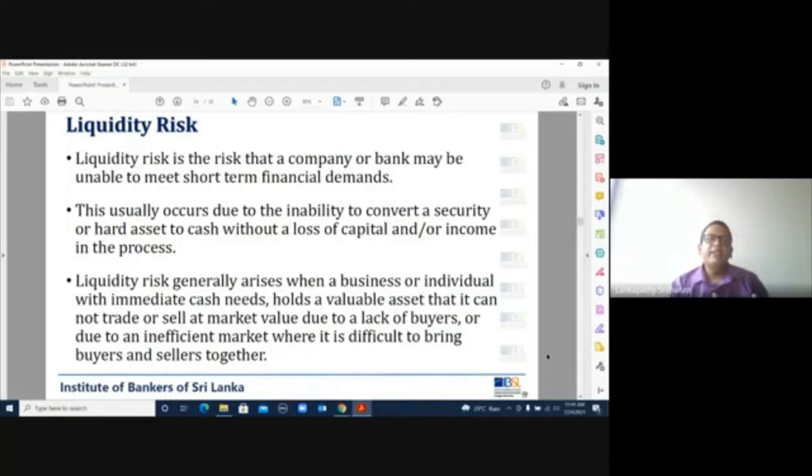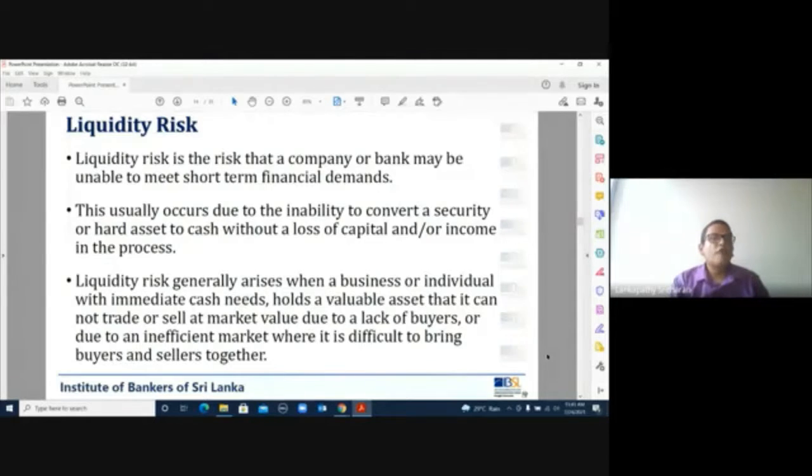Keep the definition in mind, because a question frequently comes in short notes asking for the difference between liquidity risk and solvency risk. So better keep it in mind or memorize it. What is liquidity risk? Liquidity risk is a risk that the company or bank may be unable to meet short-term financial demands.